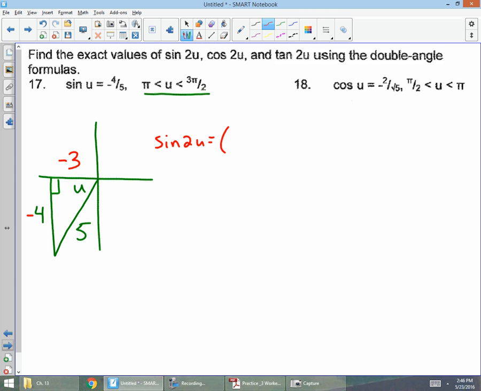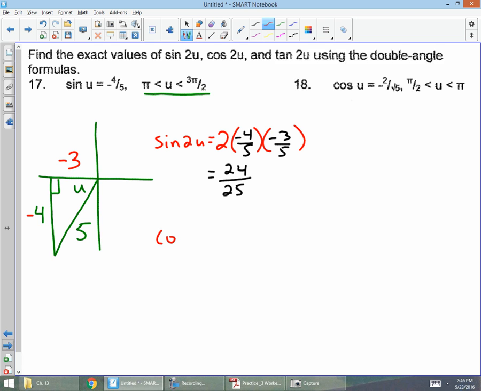The sine of 2u is 2 sine u cosine u. The sine of u is going to be -4/5, and the cosine is going to be -3/5. And so that comes up as 2 multiplied by 4 is 8, multiplied by 3, 24, and it's positive, over 25. You cannot reduce that, and that is the sine of 2u.